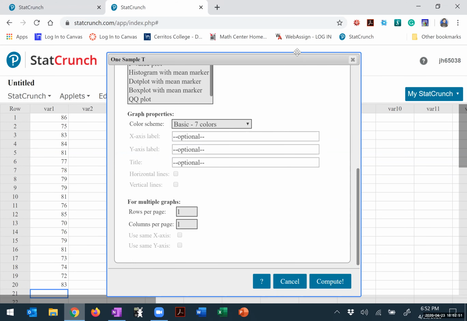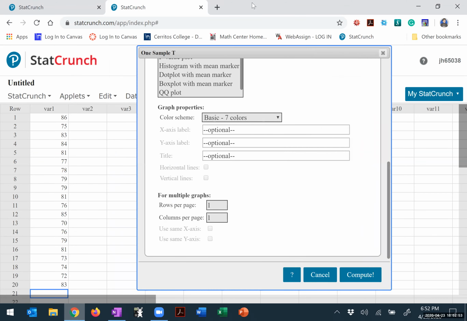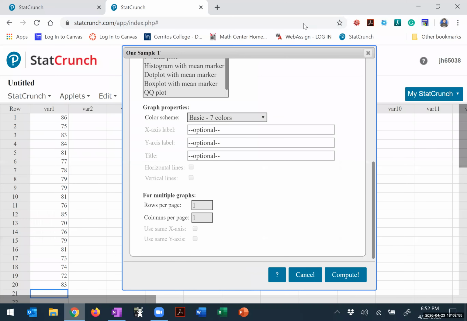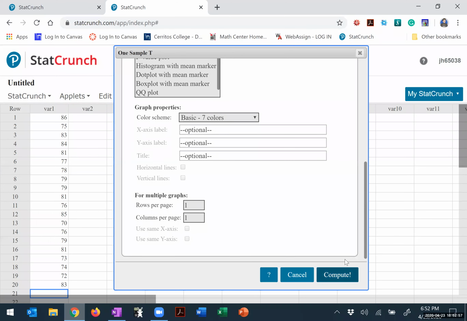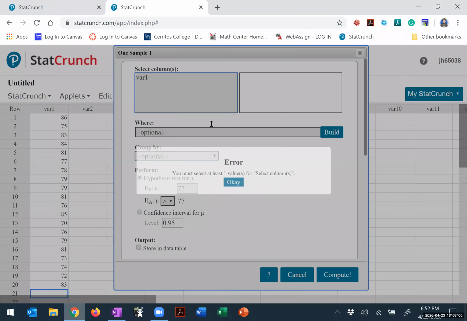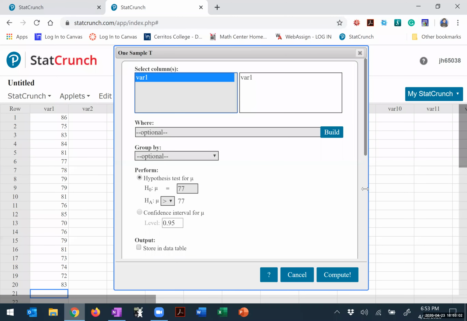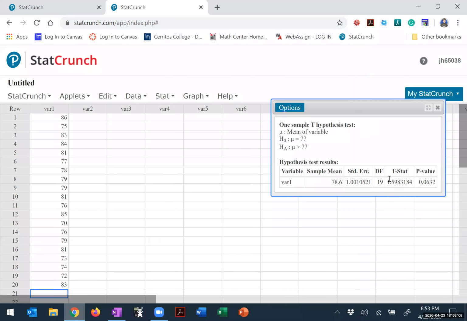Okay, and we just hit compute down here. It should say compute. And we just click compute. Error, what is this? Oh, you must select the column there. We select the column, and just hit compute. And it gives me the exact same t-stat that we had before, 1.598, and the same p-value of 0.0632.